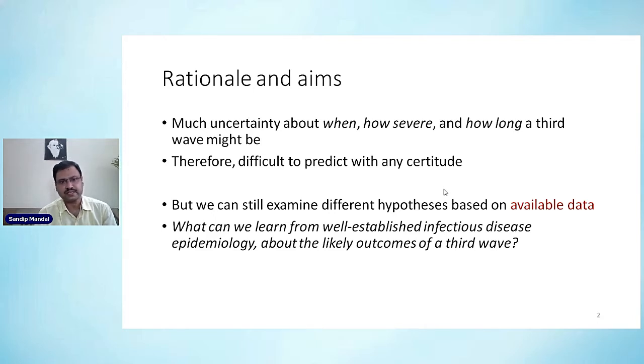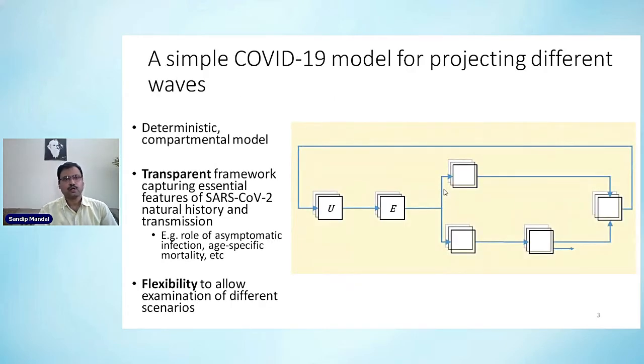Questions are coming: how severe the third wave would be, when it would come, if it comes, then how long it would continue, etc. It is very difficult to predict with certainty, but we can examine some hypotheses based on the available data by applying our knowledge of basic epidemiology. For this, we have developed a simple model, capturing the essential features of SARS-CoV-2 dynamics.